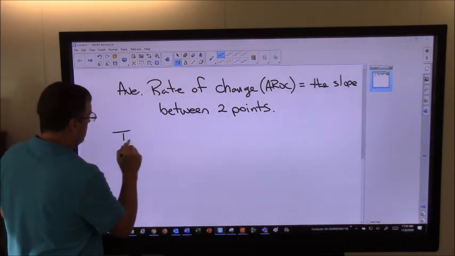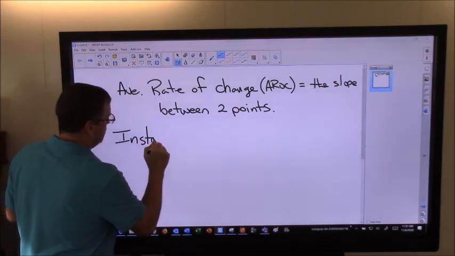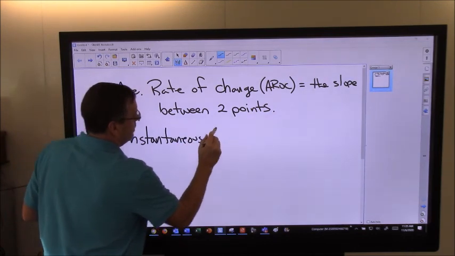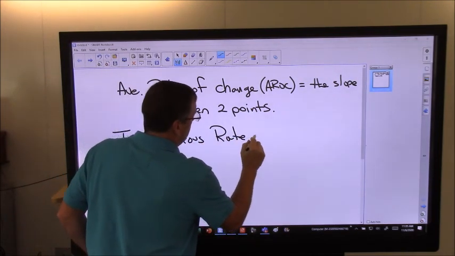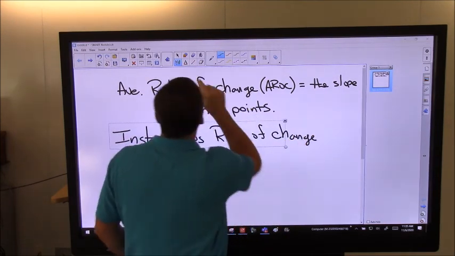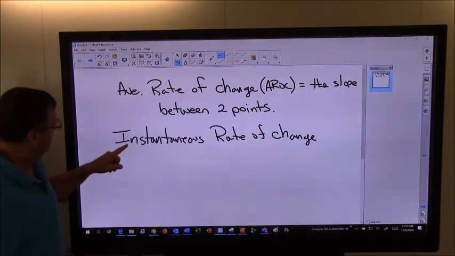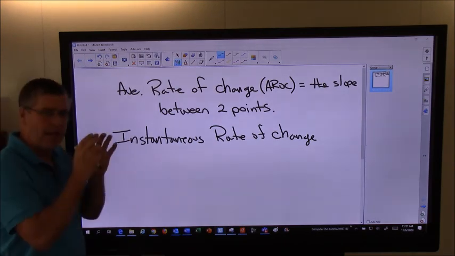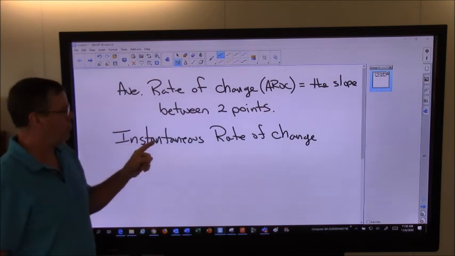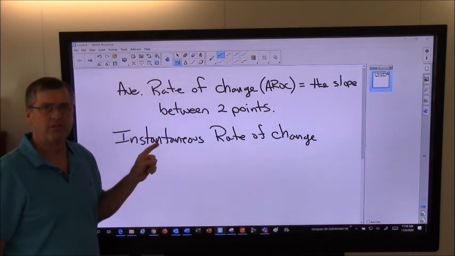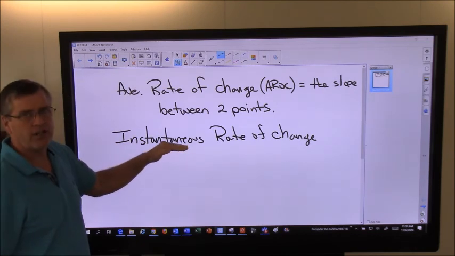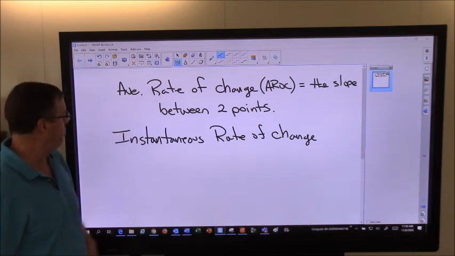The instantaneous rate of change, I always think of that word instantaneous as at a specific point, at that instant. This we're going to find with a derivative. Okay? They're both slopes, but this is a slope of a tangent line, this is the slope between 2 points.